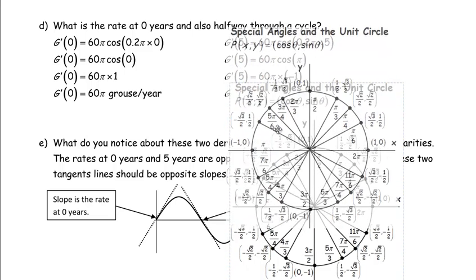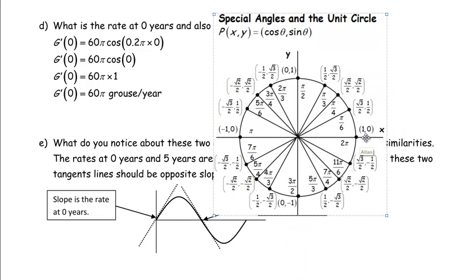So we paste the unit circle back in here. The 0 is right here, and it's the x-coordinate, so that's why it's 1. So the cos of 0 is 1, and 60 pi times 1 would be 60 pi.